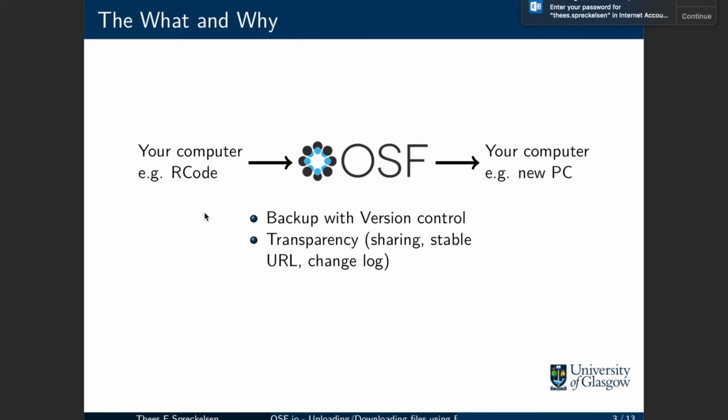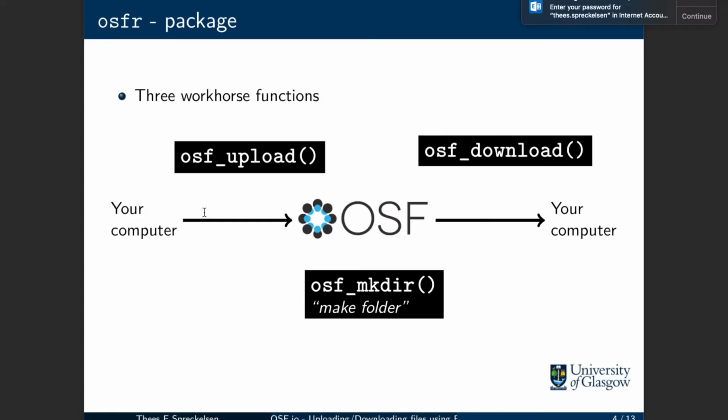But often enough, you also want to use the data, the R code, the materials that you've put up on OSF again on your own computer. And this is where the osfr package is really coming in handy. It has three workhorse functions. As you would imagine, an OSF upload function to get files onto OSF, an OSF download function to do the reverse, and then an additional function to make your folders on OSF.